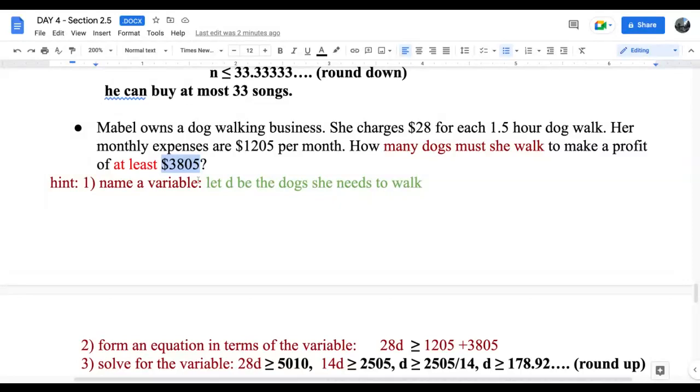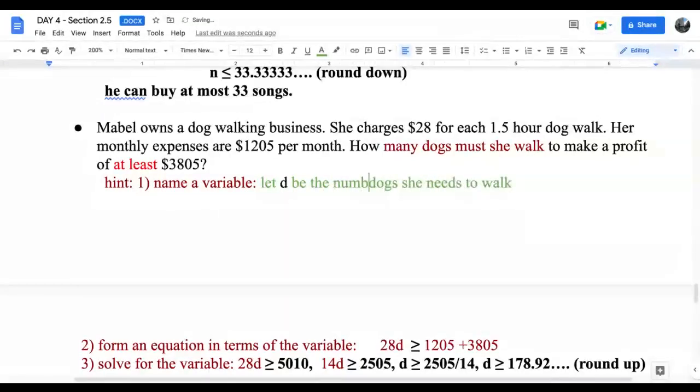Let's name the variable first. Right. First, let's call it D. Let D be the number of dogs. Okay. Let D be the number of dogs she has to walk.